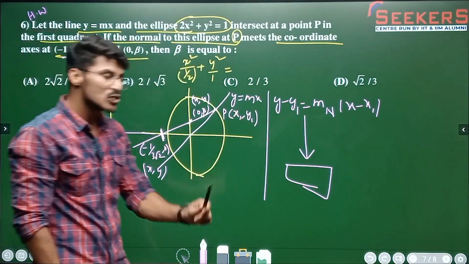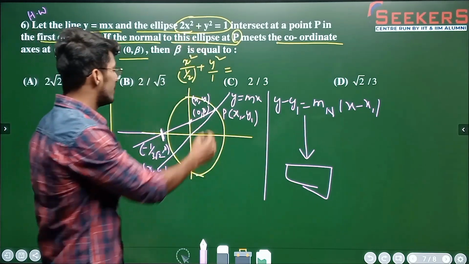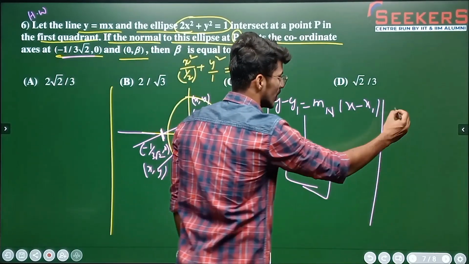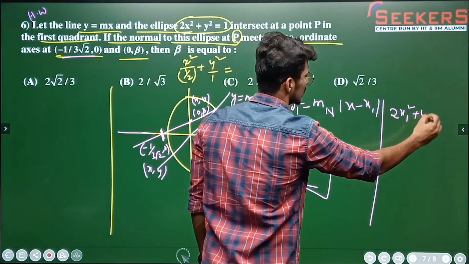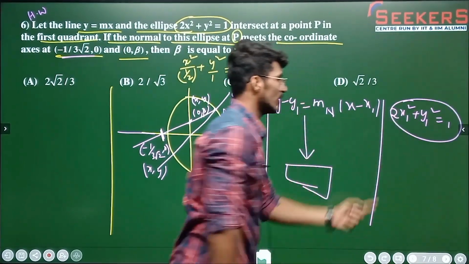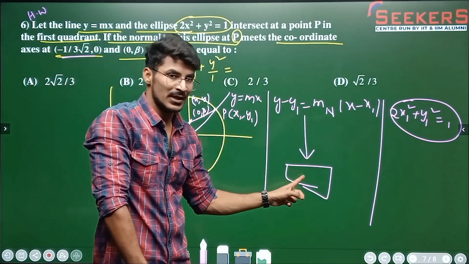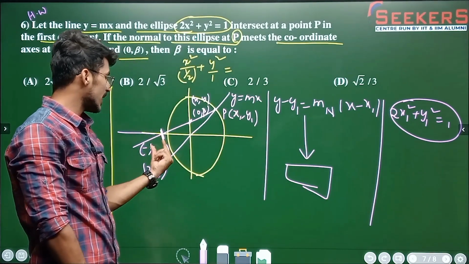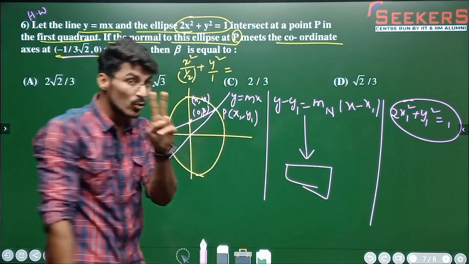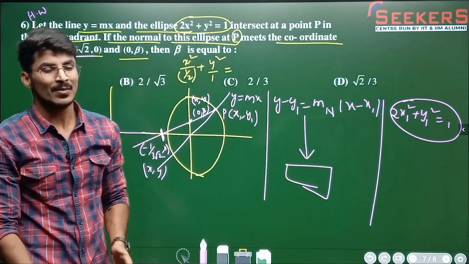Getting my point? Also we know that this ellipse passes through the point P, x1 comma y1. So now I will get another relation here: 2x1 square plus y1 square is equal to 1. Alright, so you have this relation, and you have the normal equation, which meets the coordinate axes at these two points. After substituting these two points in the normal equation, you will get two equations. Those two equations, with the help of this equation, let you find the x1 comma y1 values.